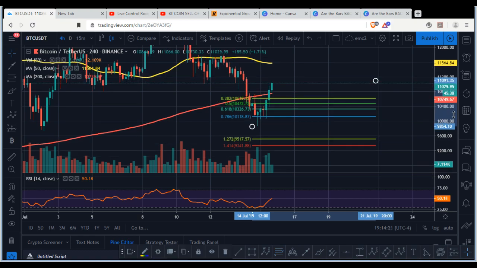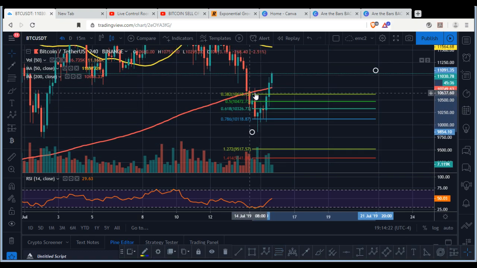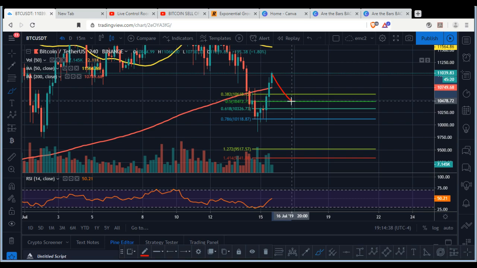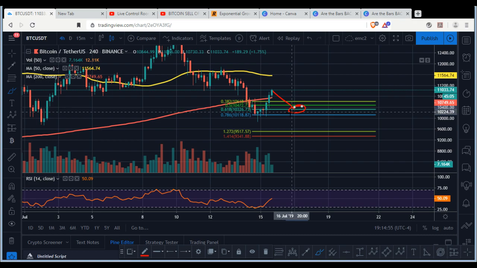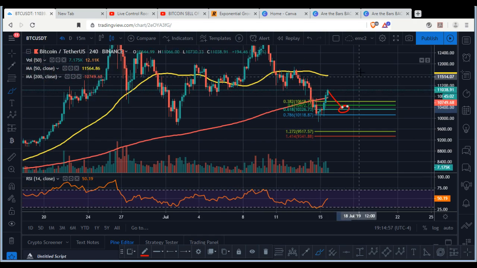Let's say if we get rejection from this area, because we broke this 100 EMA on the 4 hour. It is very significant to break the 100 EMA on the 4 hour with almost 80,000 trading volume daily. So on a 50% drop, you would be looking for roughly 10.3 to 10.4 in this range, if we drop from 11. So it is time to FOMO again, guys. It is time to FOMO again.